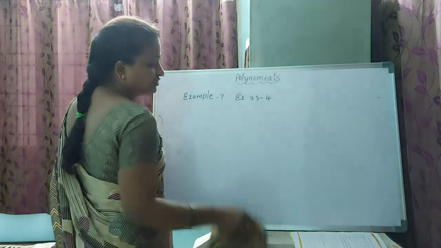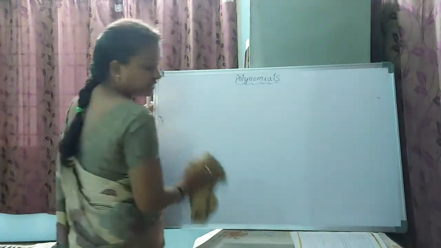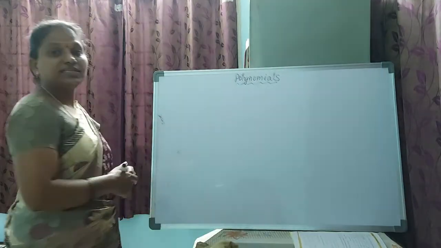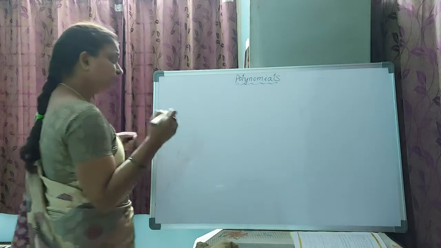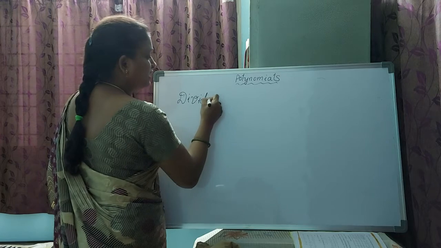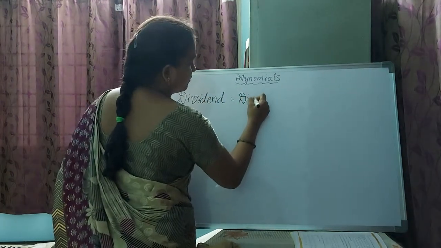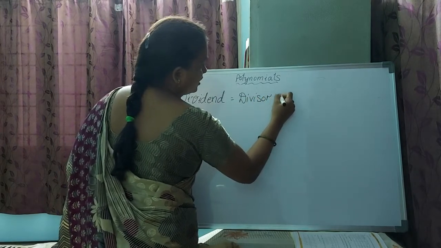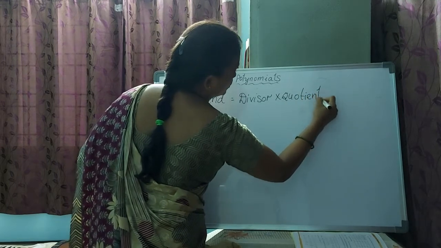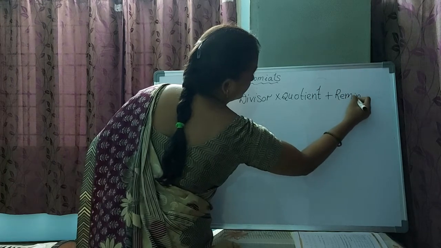Next topic is the division algorithm for polynomials. Division algorithm for polynomials. What is Euclid's division lemma? See, dividend is equal to divisor into quotient plus remainder. This is the remainder.